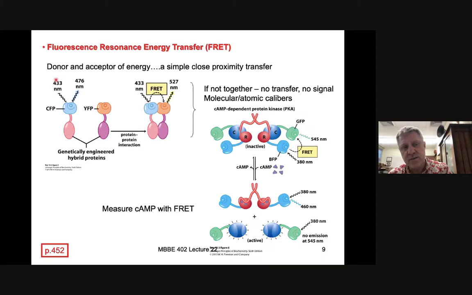So in this case, normally, if these two are not coming together in close proximity to allow the energy transfer, we're only going to see the emission from the absorption. So the absorption at 433 nanometers, we're only going to see an emission at 476. That's if these two proteins are not working together.